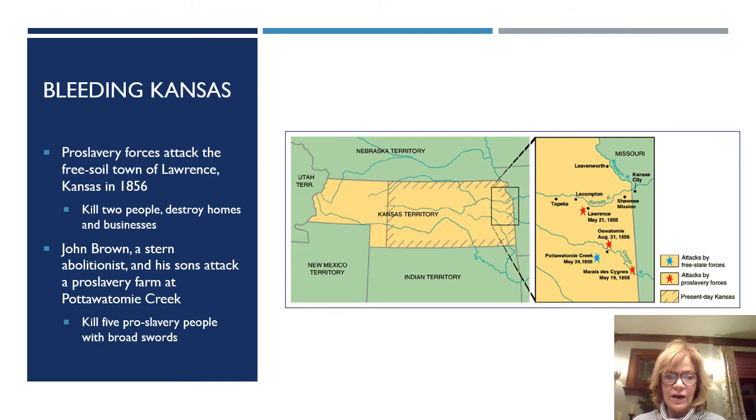All right, so here's some of the violence that takes place in what they call Bleeding Kansas. Pro-slavery people go to Lawrence, Kansas, and they burn a lot of the buildings and homes in the town, and they end up killing like 2 of the people. In retaliation, John Brown, who we're going to talk about in a little bit, and his sons go to Pottawatomie Creek, where there's a pro-slavery settlement, and they end up hacking up 5 pro-slavery people with broadswords and basically mutilating their bodies, right? So this violence is just unheard of, and people are just outraged by it, mostly in the North.